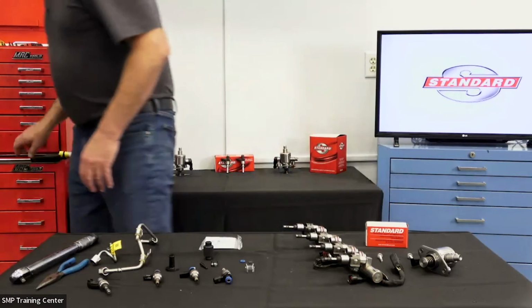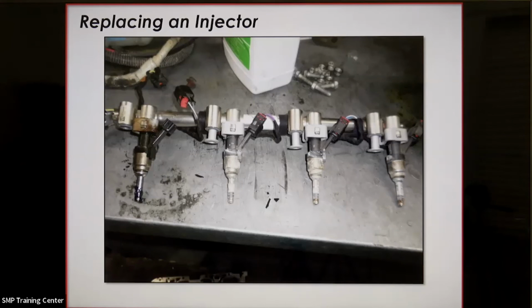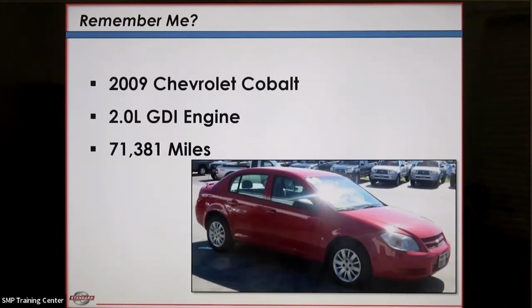Okay, well, let's get back to our subject. Let's get back to the car. We're going to end the day with this car. If you remember, we started the day with this car, so we're going to end the day with this car. And again, this was this 2009 Chevy Cobalt with a 2-liter gasoline direct injected engine.